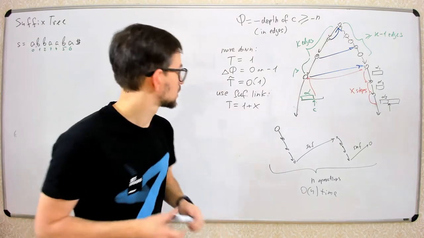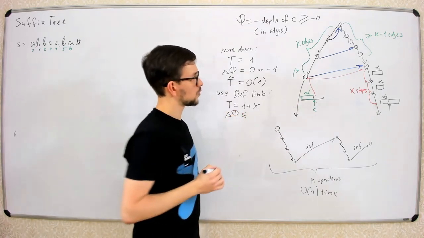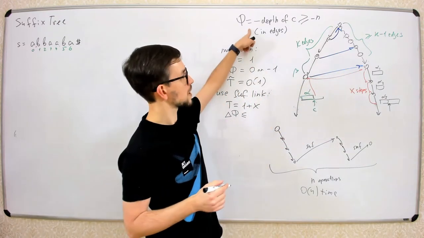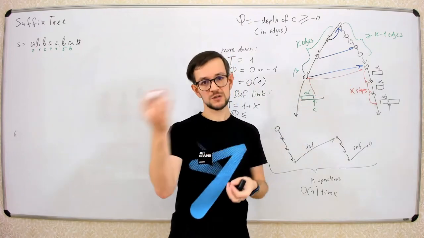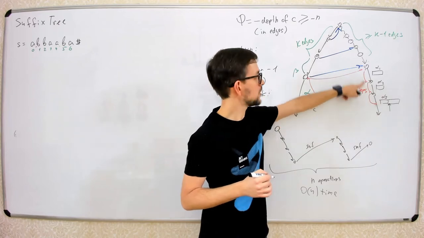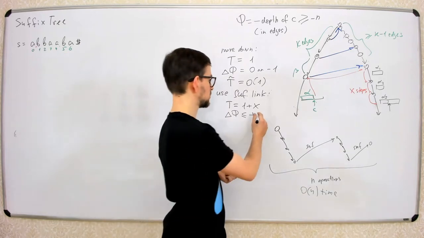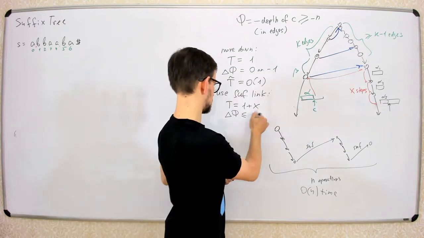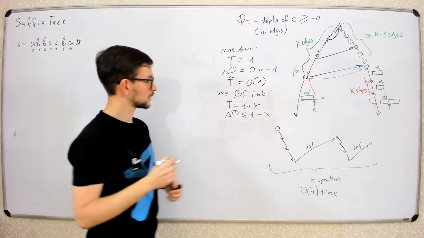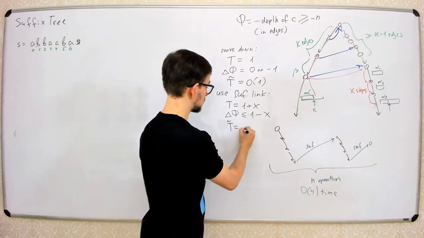Now, let's see what's going on with the potential function. So the potential function will change no more than this. When you move from here to here, you increase the potential by one, since the potential is minus depth. The depth is decreasing, so the potential is increasing by one. And then you make these x steps here. Each step increases the depth, so it decreases the potential function. So it will be one minus x. Just add these two values, so the amortized time will be constant.